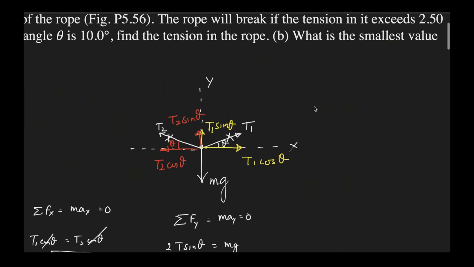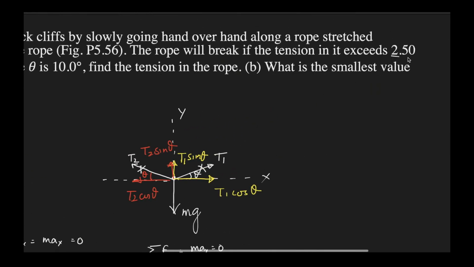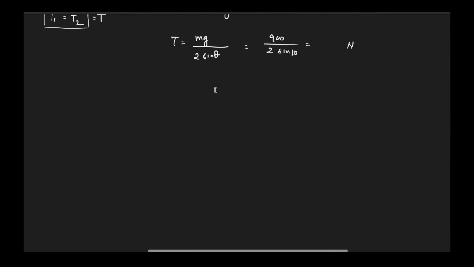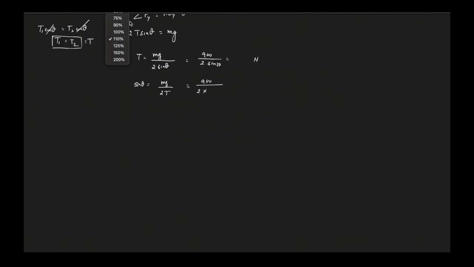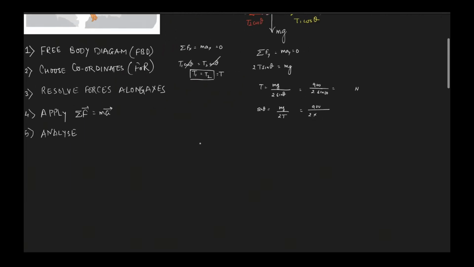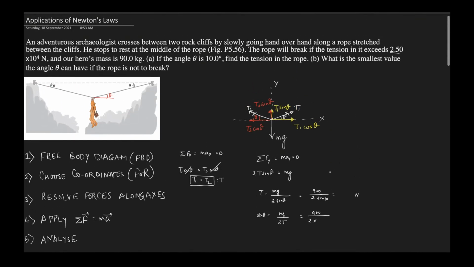And second is, what is the smallest value of theta so that it does not break. So 2.5 into 10 power 4 is my breaking tension. So it becomes sin theta is mg by 2T. So 900 upon 2 into the value of the tension, 2.5 into 10 power 4. So whatever you get is the value of sin theta. Theta would be sine inverse. This is how you handle this problem.